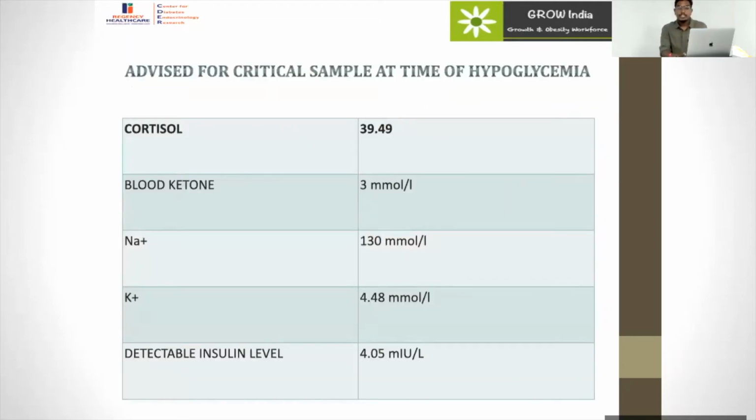We advised a critical sample at the time of hypoglycemia. Blood sugar was 30 milligram per deciliter. We found that cortisol was on the lower side, 39.49 nanomoles per liter, and this should be more than 550. Blood ketone was on the higher side. That is the most important part of the history. Blood ketone is 3 millimole per liter. That is ketotic hypoglycemia. Sodium is on the lower side. Potassium is normal. And detectable insulin is 4.05, which is on the higher side.